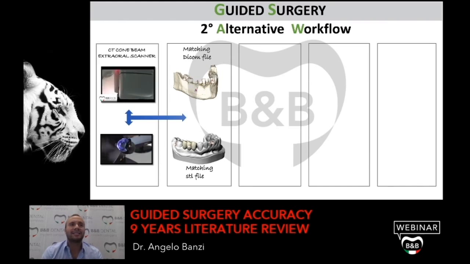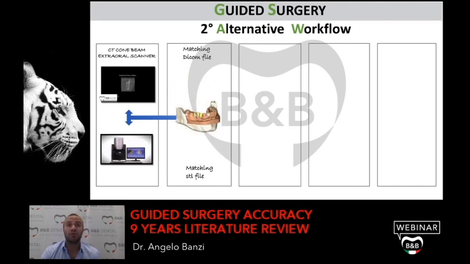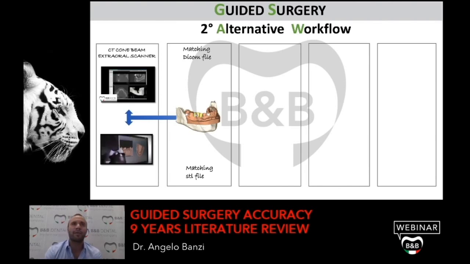This extraoral scannerization allowed me to have the information about soft tissues, the surgical radiological template and teeth. Once I've got all this information, I can match the STL file with the DICOM file coming from the CT combine. And this is the final imaging: the bone comes from the CT combine, while the soft tissues, teeth and radiological template come from the scannerization with the extraoral scanner.